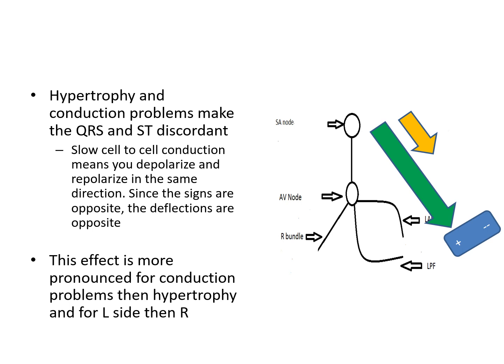So now I have depolarization and repolarization going in the same direction, but because they're of the opposite electrical signs, they produce opposite deflections. The effect is more pronounced for conduction blocks than for hypertrophy, and it's more pronounced for the left side rather than the right because there's simply more muscle mass on the left, so any effects will be more pronounced on that side.